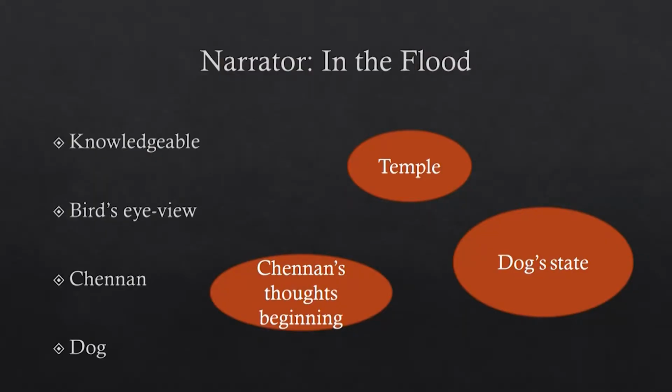So as I said, this narrator has a bird's eye view. He has an idea of the high points, the high ground on the landscape, and this narrator also has an in-depth understanding of Chenin's thoughts, especially at the beginning, because we know that she communicates the thoughts of Chenin. And the dog's state is also very well understood by the narrator, because the narrator interprets the thoughts of the dog for us. Let me give you some examples in that context.